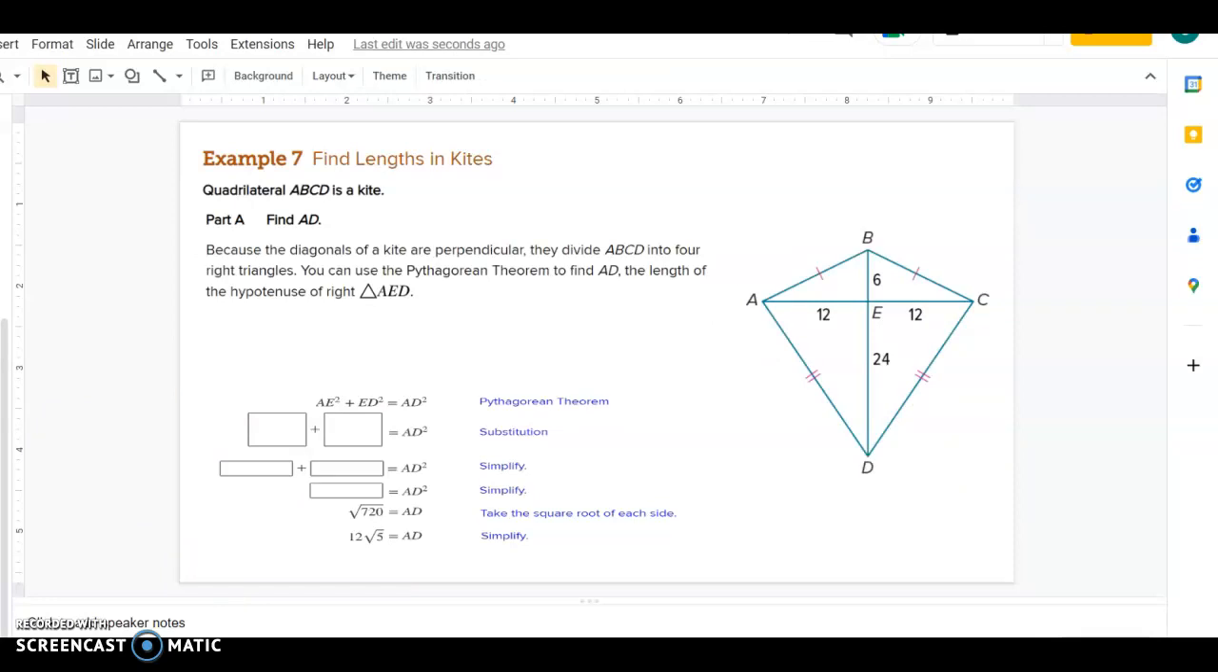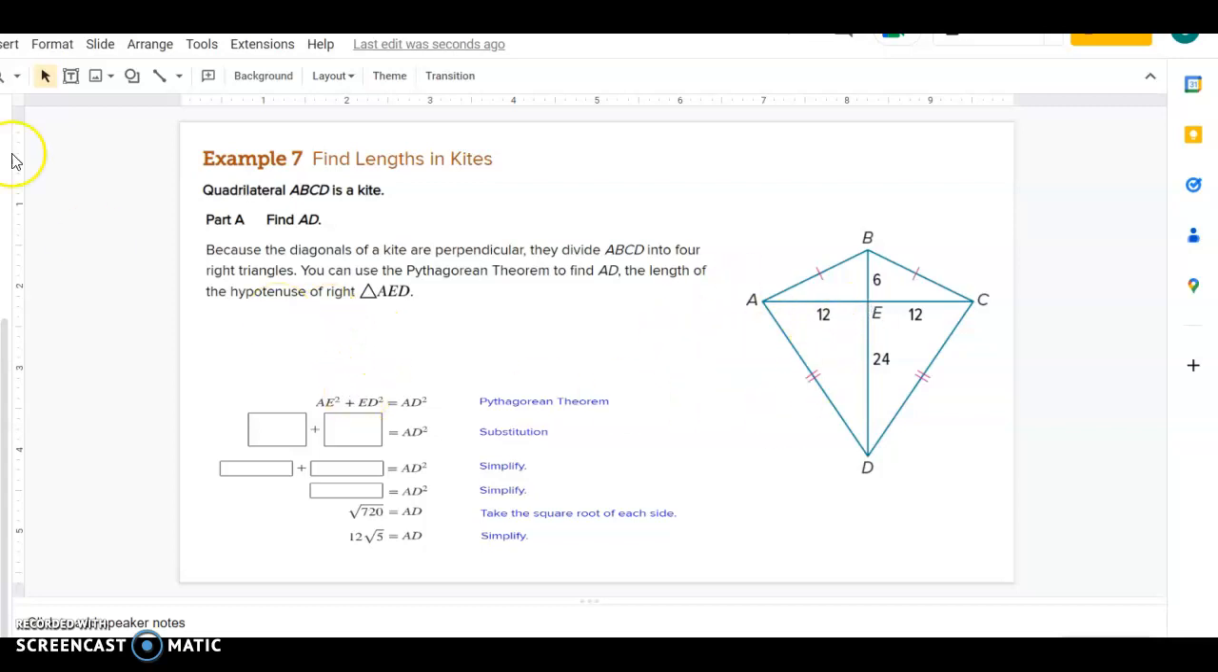And then finally, find lengths in kites. Quadrilateral ABCD is a kite. Part A wants us to find A to D. Because the diagonals of a kite are perpendicular, we know that this corner of the triangle over here would be 90 degrees. Because it's 90 degrees, we know that we can use the Pythagorean theorem.